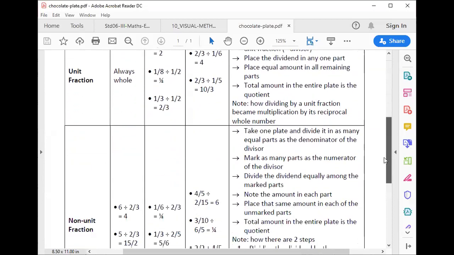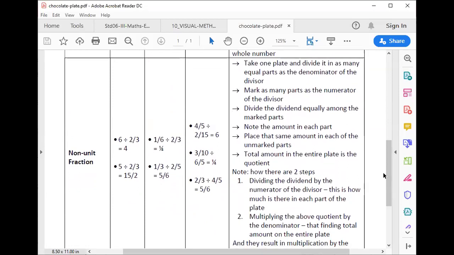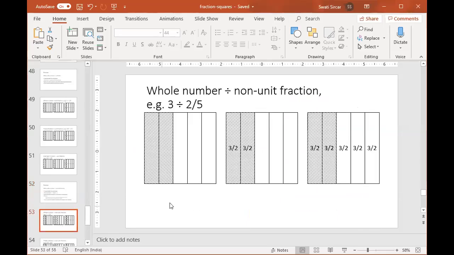Now, this part where the divisor is a non-unit fraction, then things get a bit more complicated and you need to look at it very carefully. So in this case, what happens? Let's look at this. 3 is getting divided by 2/5.